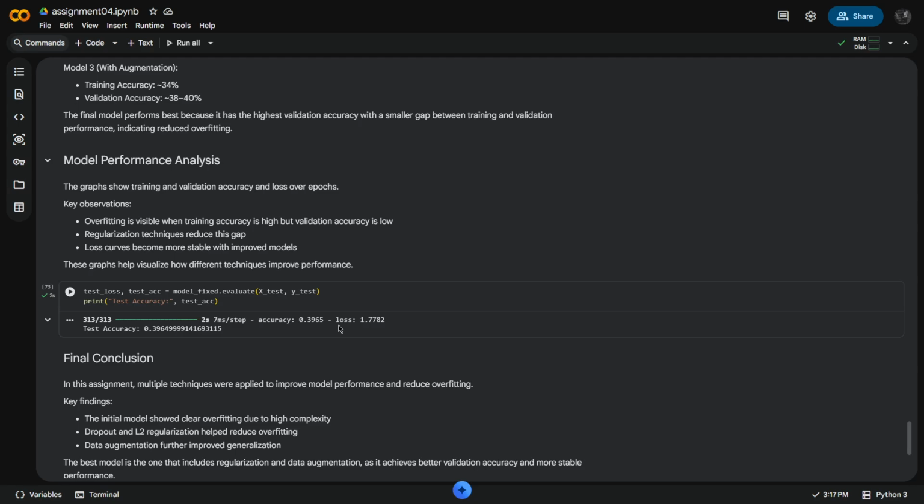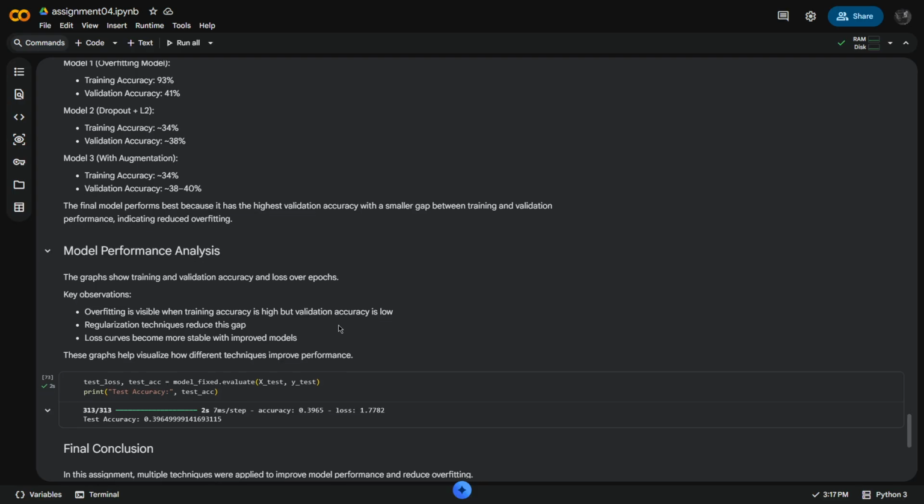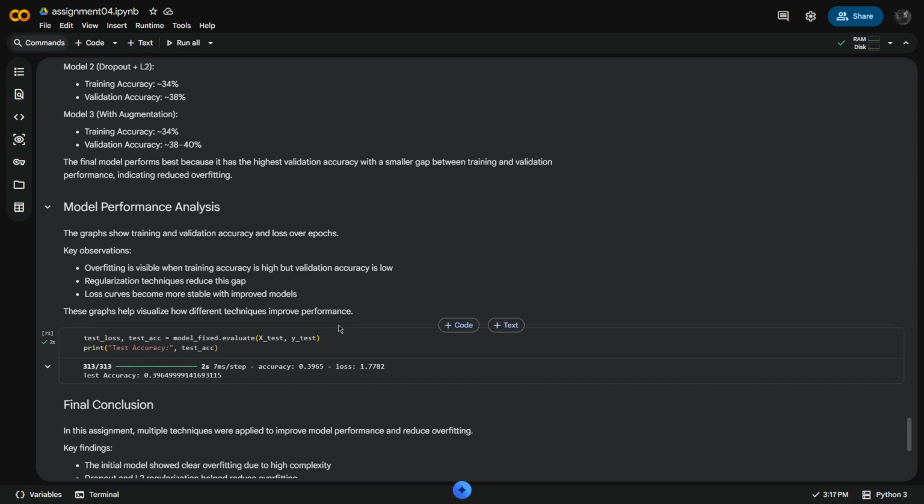And finally, the model was evaluated on the test dataset. The test accuracy is around 40%, showing reasonable generalization.